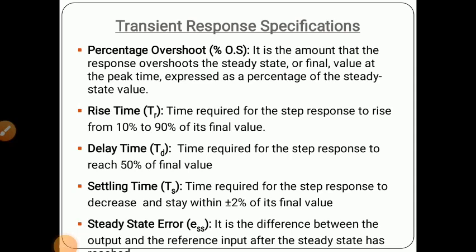So the time required to settle down up to plus or minus 2% error is called the settling time. And what is steady state error? It is the difference between the output and the reference input after the steady state has been reached. So whatever difference there is between output and input, plus or minus 2%, that is called steady state error. It may be 2%, 3%, 4%. Okay, so these are called transient response specifications.